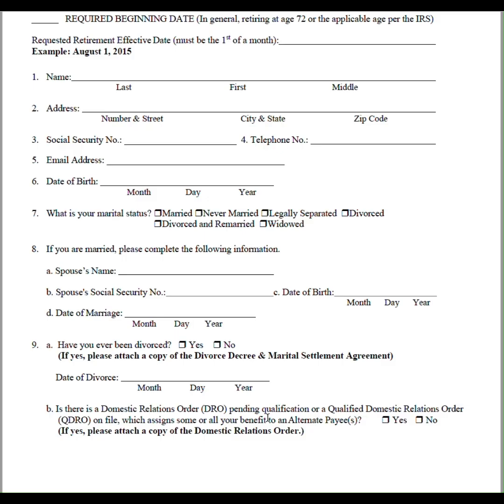If a portion of your pension was awarded to your ex-spouse through your divorce, then a qualified domestic relations order must be submitted to split your pension benefit. If you know that she was awarded a portion of your pension, you would check yes and then attach a copy of the qualified domestic relations order.